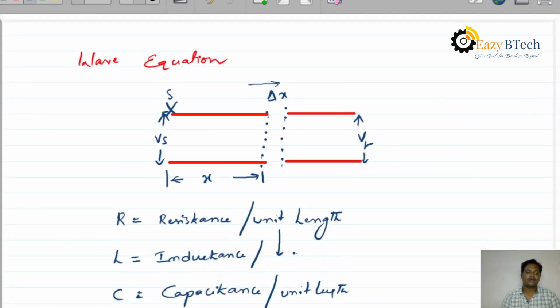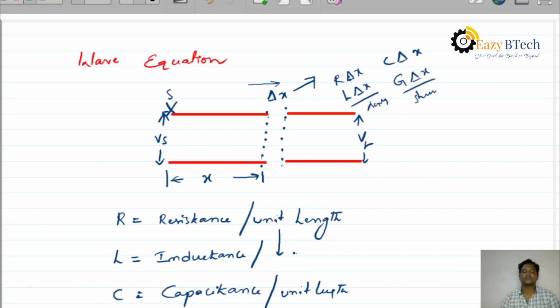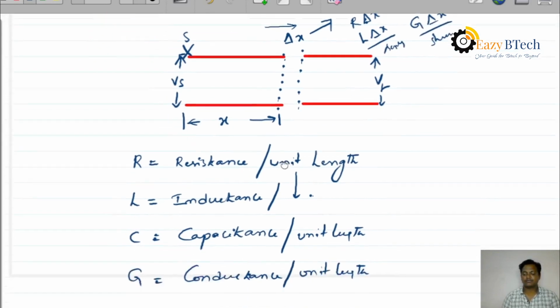Here I am taking a small distance delta x. In this small length, the total resistance is R into delta x, inductance is L into delta x, capacitance is C into delta x, and conductance is G into delta x. These two are series impedance, this is shunt.